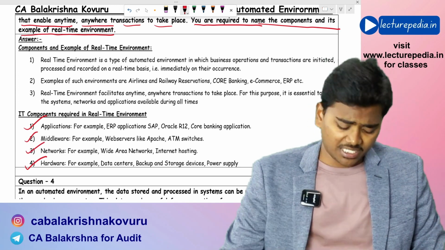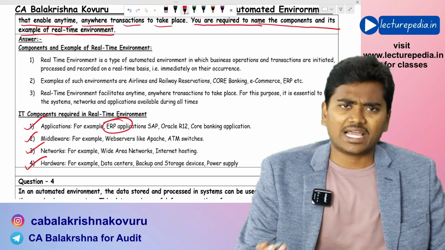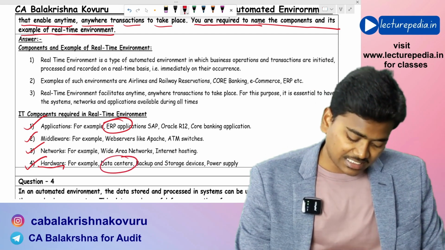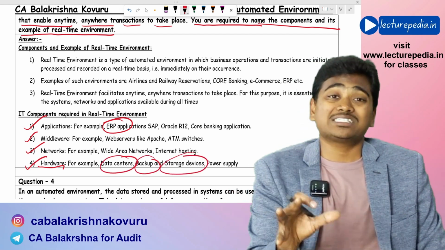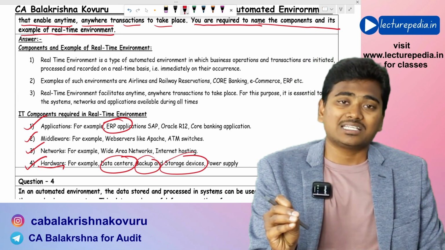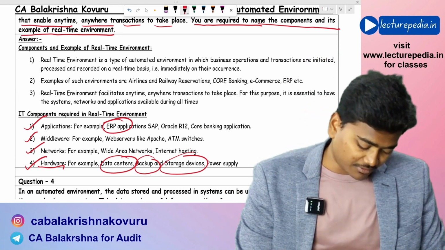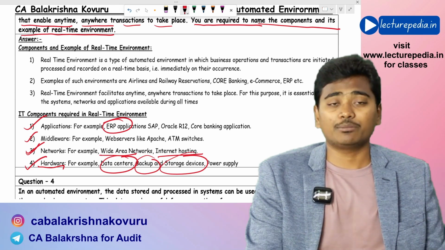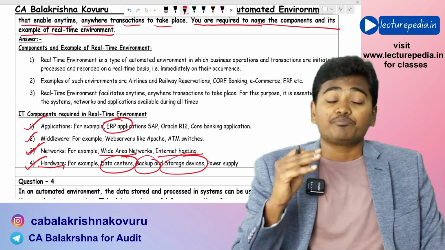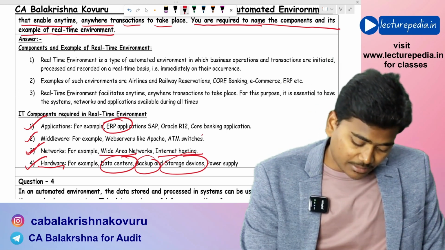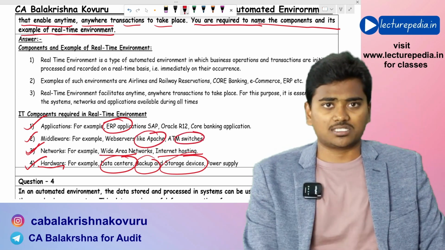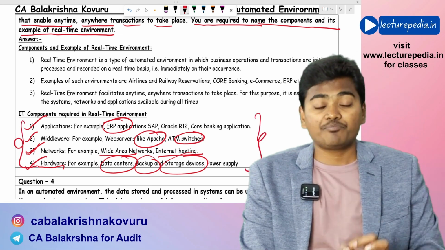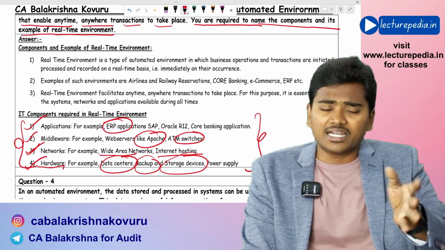Examples for applications: there are various ERPs, Oracle, all these will be examples of applications. And examples for hardware: data centers, backup and storage devices and power supply devices, all these come under hardware. Next, examples of network: we have LAN, WAN, okay, wide area network, internet hosting, local area network, all these come under network. Next, under middleware we have ATM switches and various web servers. Okay, these are the 4 critical IT components in a real time environment.